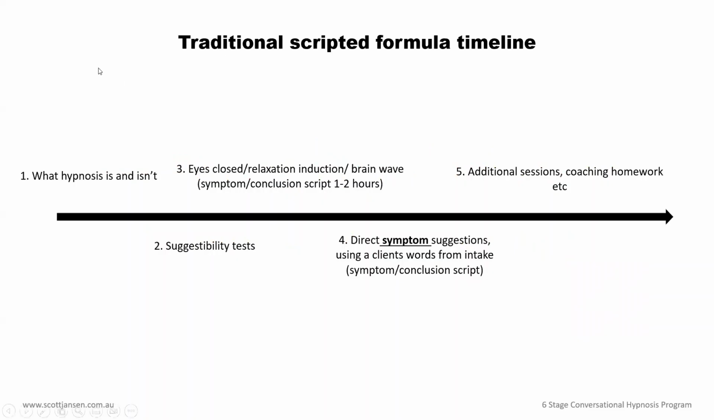And this is what it looks like. This is more the traditional scripted formula timeline. It's pretty much how it goes. You have a client sit in front of you. If you're using the traditional stuff, you might explain to them what hypnosis is and what hypnosis isn't, okay? Then part two, you'll do like a suggestibility test to see if a client is suggestible for hypnosis.